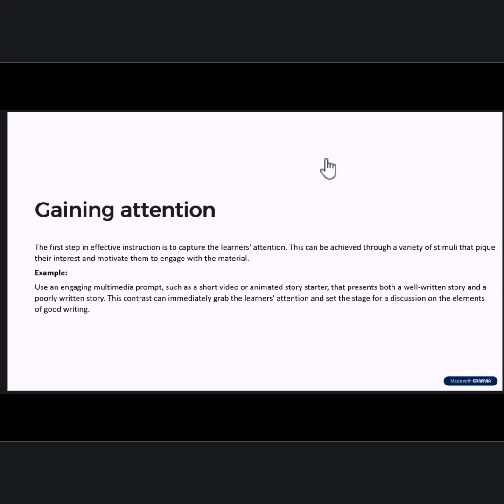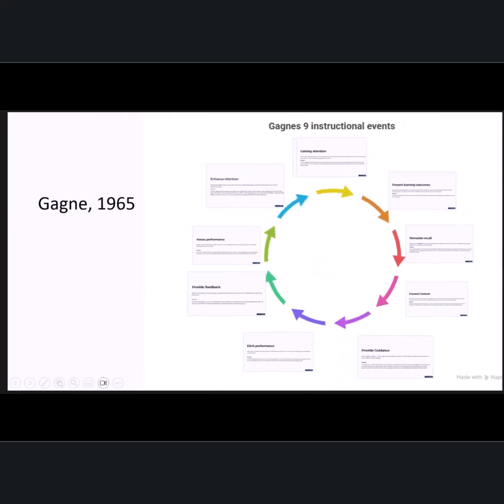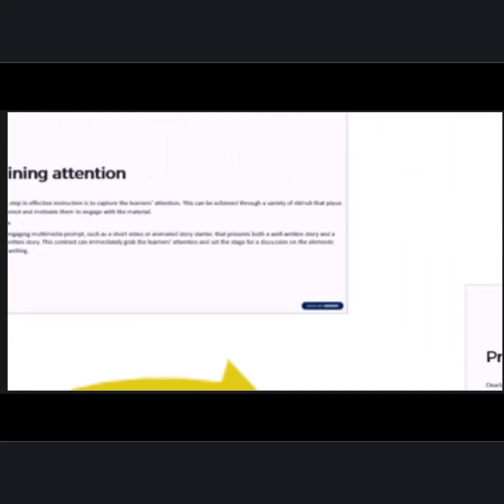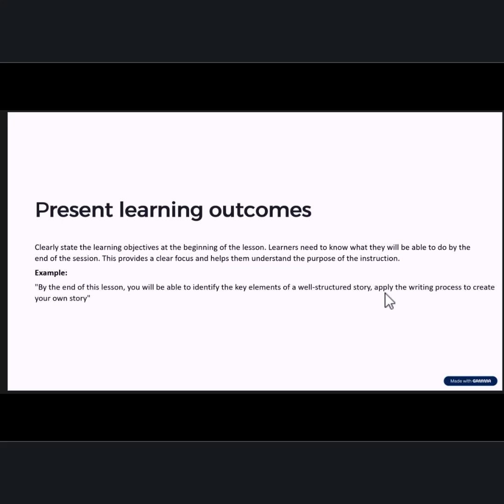Progress to the next stage of the 9 events of instruction, which is presenting the learning outcomes. So this basically involves clearly stating the learning objectives at the start of the lesson, and this will illustrate to the learners what they need to know by the end of the lesson, what's expected of them, and it provides a clear focus and helps them to understand the purpose of the instruction. So this will often be stated, but it also might have visual cues such as a PowerPoint slide or a whiteboard where the learning outcome is always visible to the students.